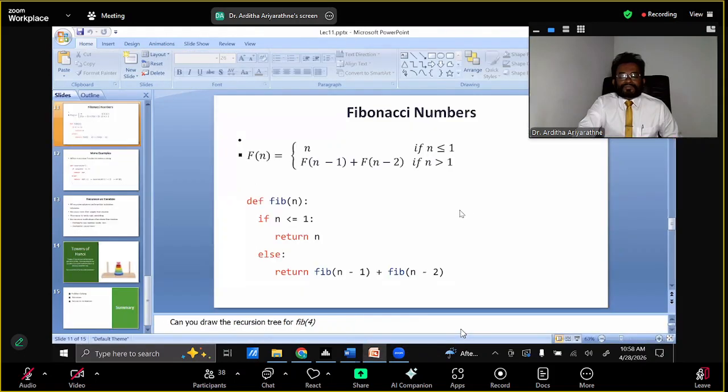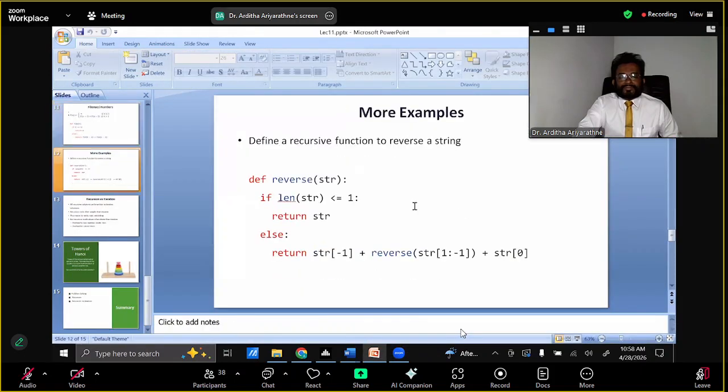Now, you already know about this. There is one more example that I need to explain for you. This is how we are going to reverse a string by using this concept. Reverse a string. I will explain that one also.